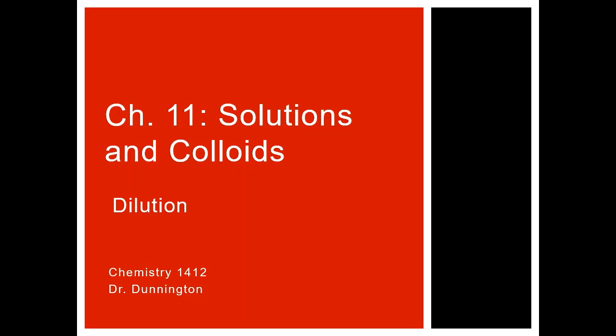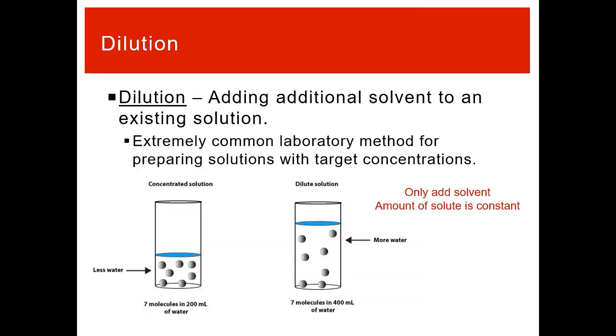Want to be sure to touch base and talk about dilution. So dilution is the process of adding extra solvent to an existing solution. Say you have something dissolved in 200 milliliters of water and you add extra water so that we have 400 milliliters. You have diluted the solution. This leads to decreasing the concentration of the solution. You get a more dilute solution.